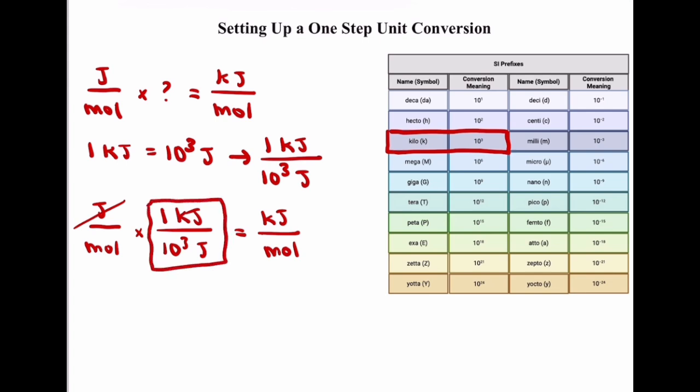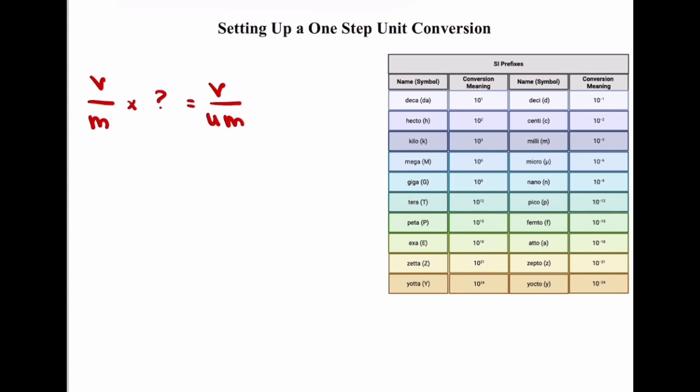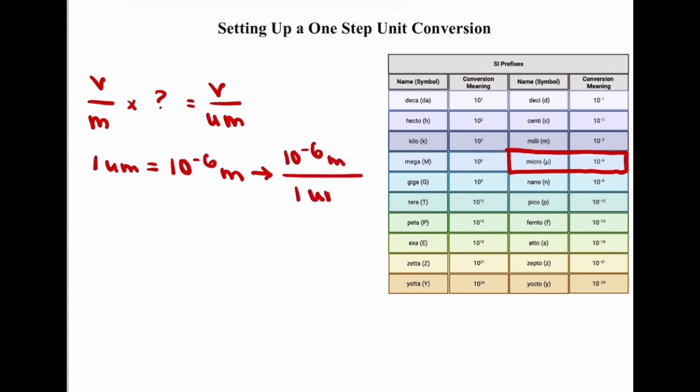Okay, last problem is volts over meters times what equals volts over micrometers. Look at the micro prefix, which is 10 to the negative sixth. So we can rewrite this as 1 micrometer equals 10 to the negative sixth meter, which can be rewritten as 10 to the negative sixth meter over 1 micrometer for this problem.